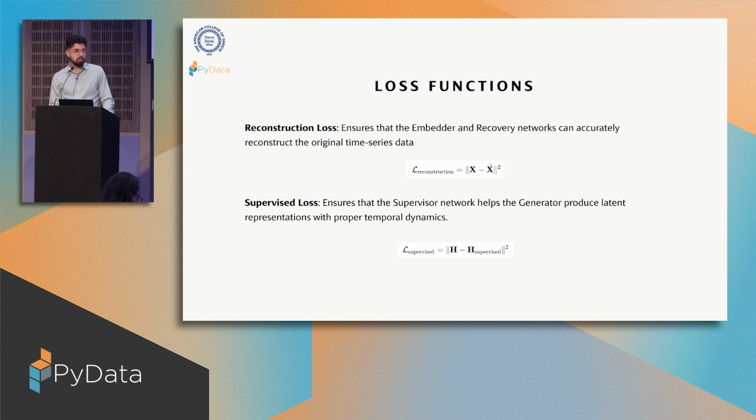Now let's go to the loss functions, to the outcome. The reconstruction loss ensures that the embedder and the recovery can accurately reconstruct the original time series, which we can calculate using the mean square error. Using the mean square error again for the supervisor loss, we ensure that the supervisor network helps the generator produce latent representations with proper temporal dynamics.